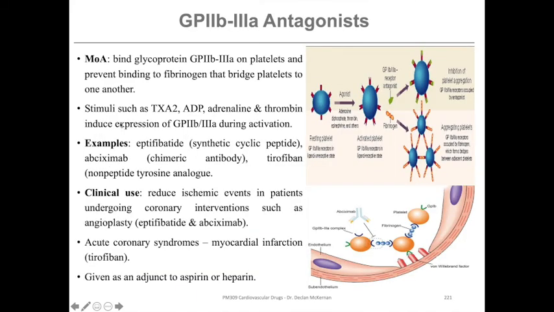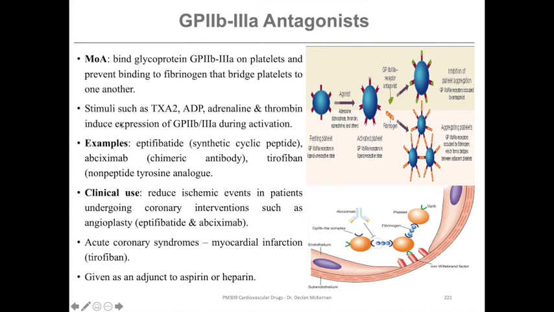The GP2B3A antagonists bind the glycoprotein GP2B3A on platelets and prevent it binding to fibrinogen, and that bridges the platelets to one another, as is shown on the diagram on the right. Stimuli such as thromboxane, ADP, adrenaline, and thrombin induce the expression of GP2B3A during activation.